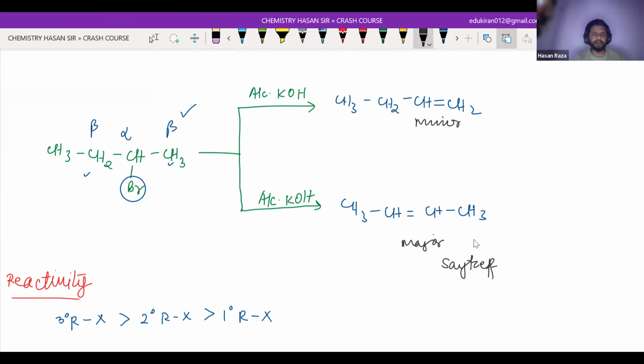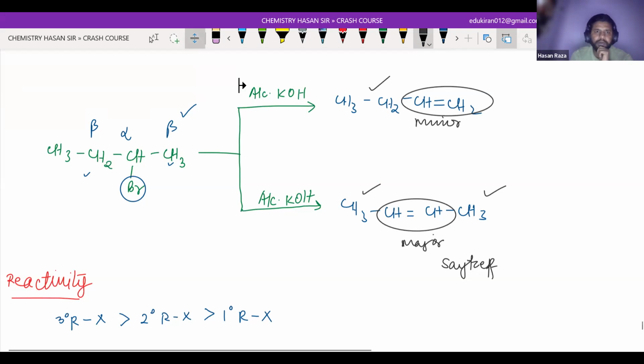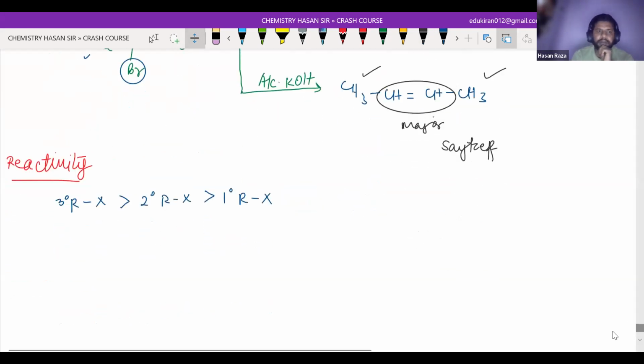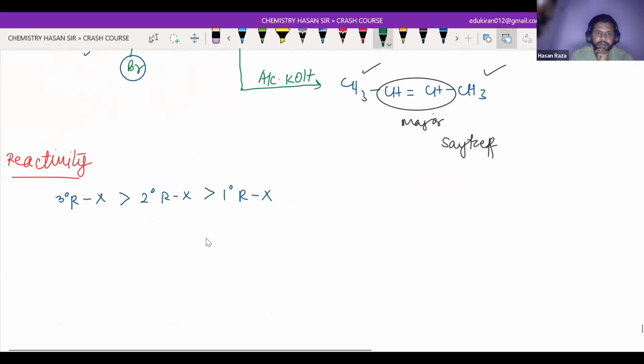Saytzeff will always be major in this, because it says that the more alkylated product will be major. You can see two alkyl groups here, and here only one alkyl group. So this will be major, and the above one is minor. Is that clear? Okay. The reactivity that I have given here, just write it, and I'm going to give you a very good question. Very good question.